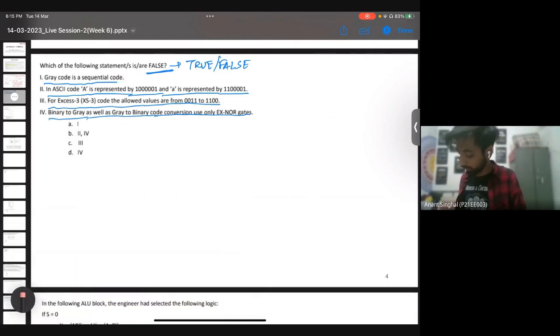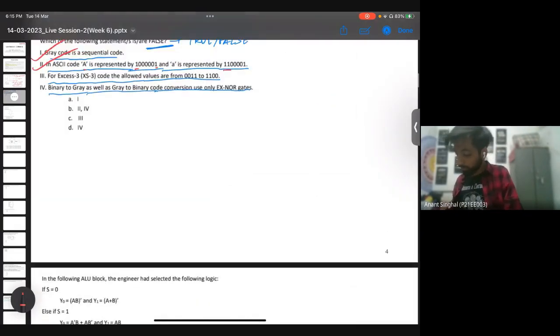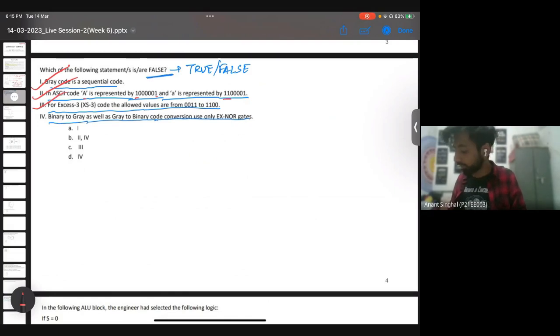If we know the basics of gray code, we know that yes, it is a sequential code. So this option is not incorrect, it is a correct option. In ASCII code, we represent A by this quantity, where the first and last bits are 1 and all the rest of the bits are 0, and we represent small a by this binary code. So this is also correct. Then for XS3, we know that it starts with a 3, so it is 0011, and it ends with 1100, which is 12. So 9 is 12, that is plus 3 plus 3. So this option is also correct.